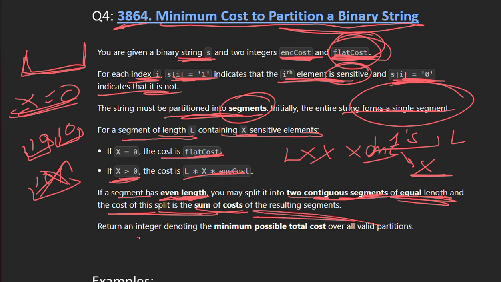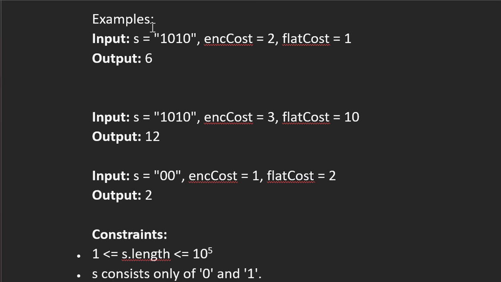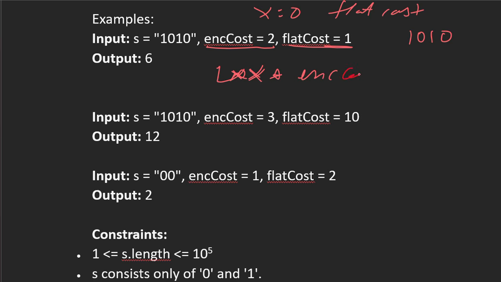At the end, we have to return the minimum possible total cost over all the valid partitions. So let's see some examples to understand it. First is 1 0 1 0, and enc cost is 2 and flat cost is 1. If x is equal to 0, then the cost is flat cost; else the cost is length times x times enc cost. So let's see what the total cost of this is.